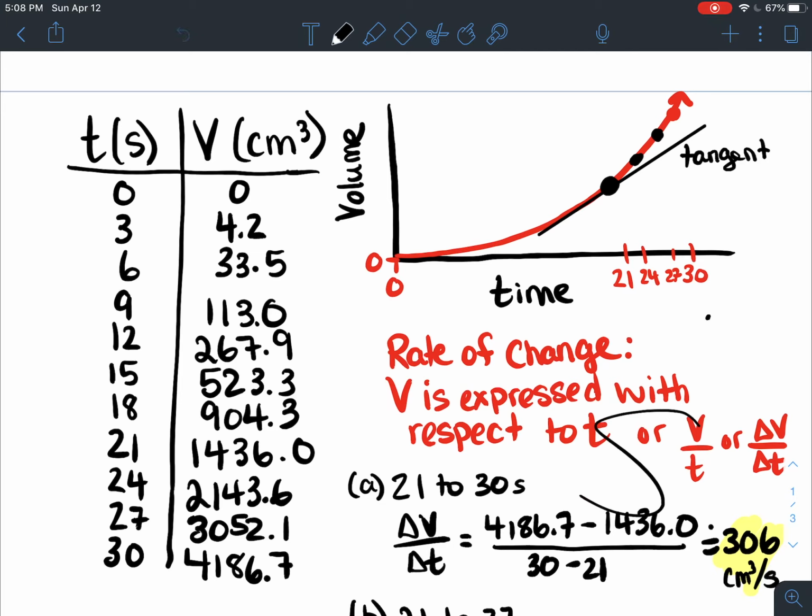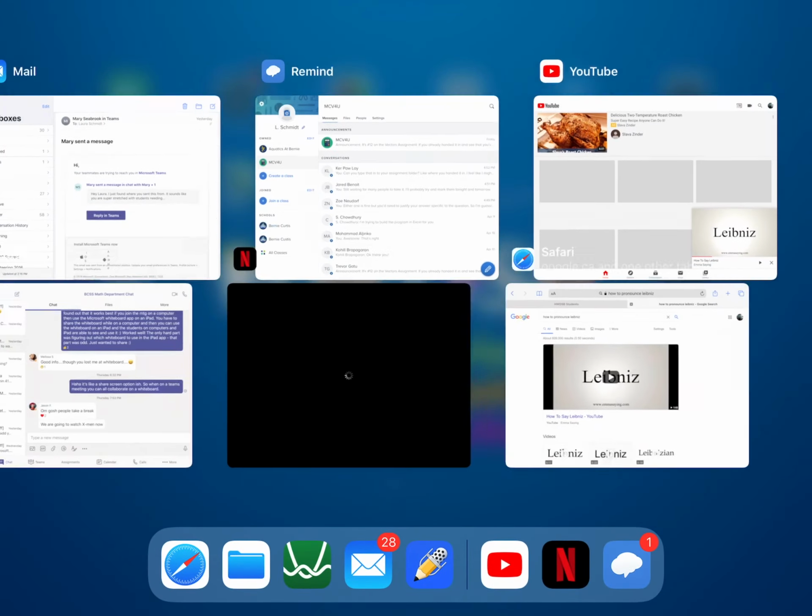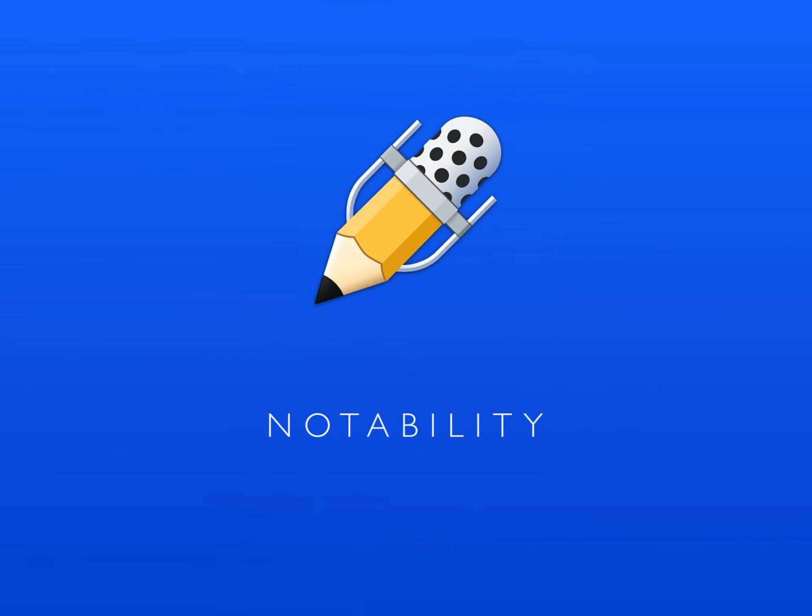I can't seem to move my paper. Okay, I've frozen my screen. I'm going to open it back up again.